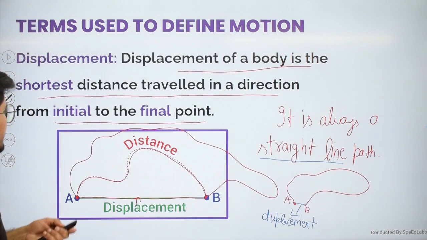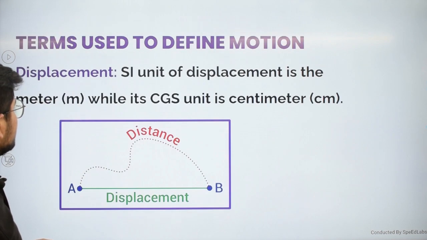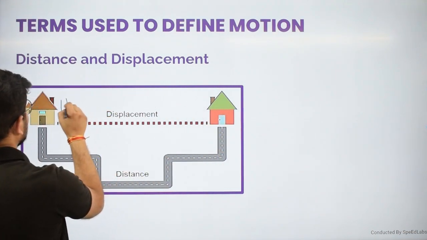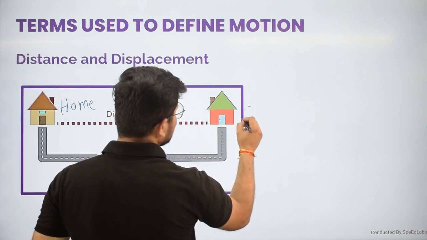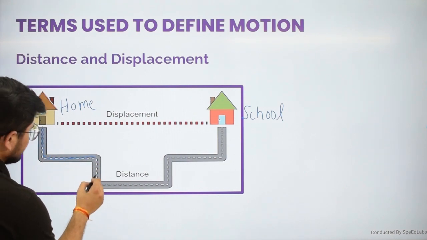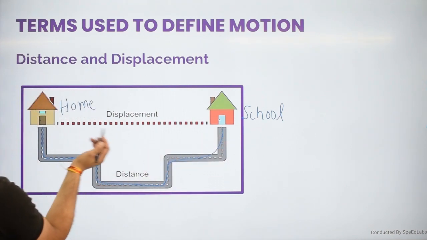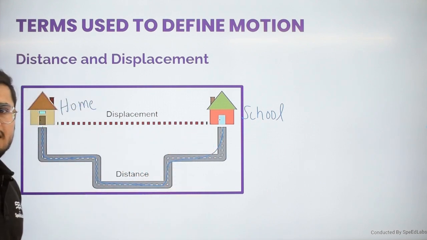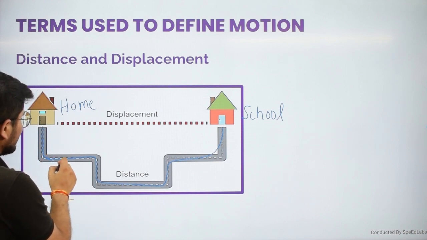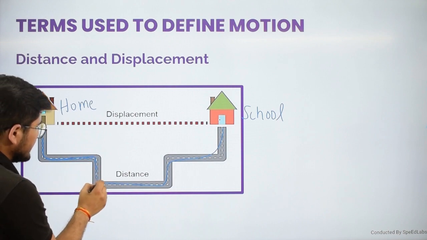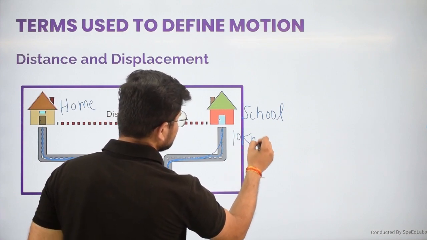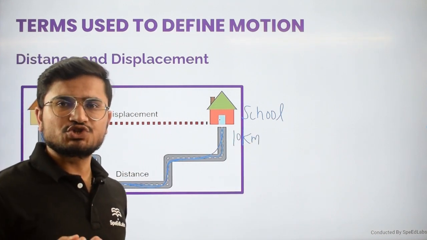And in this picture, as you can see, this is your home and this is your school. So this is the actual path length, the distance covered by you. And this is the shortest path from initial to final point. By road, you people are going through the bus. So you are covering the distance, the actual path length. Suppose this whole length is around 10 kilometer.